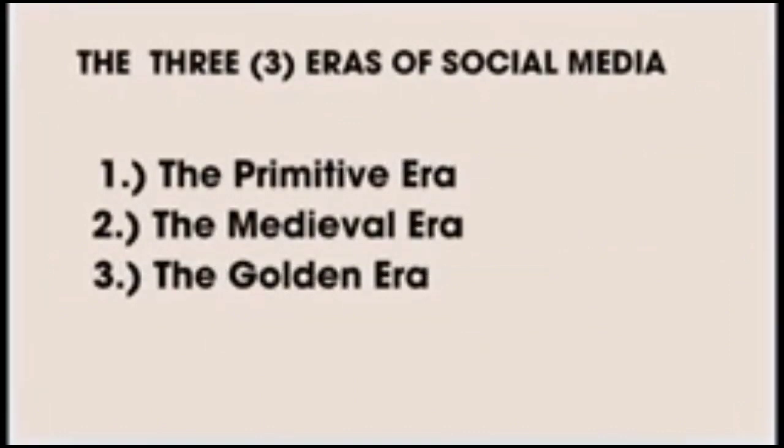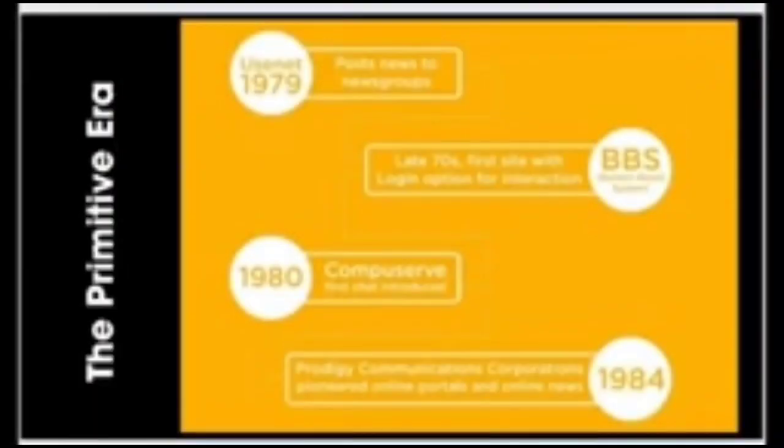Now let's move on to the three eras of social media. First we have the primitive era, second is the medieval era, and the third is the golden era. So let's start with the primitive era. The first one, in 1979, Usenet was invented. The use of Usenet is that you can post news to newsgroups.